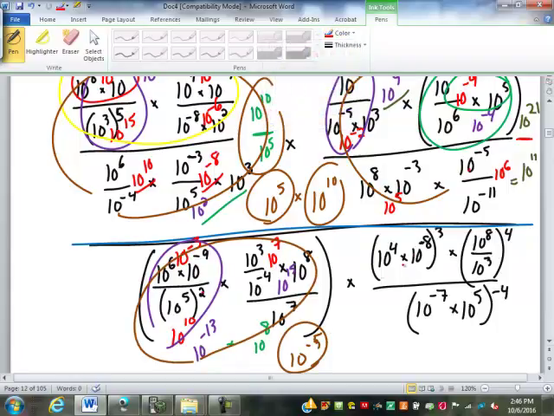Over here, 10 to the 4th times 10 to the negative 8th. When I'm multiplying, I add powers. 4 plus negative 8 is negative 4.